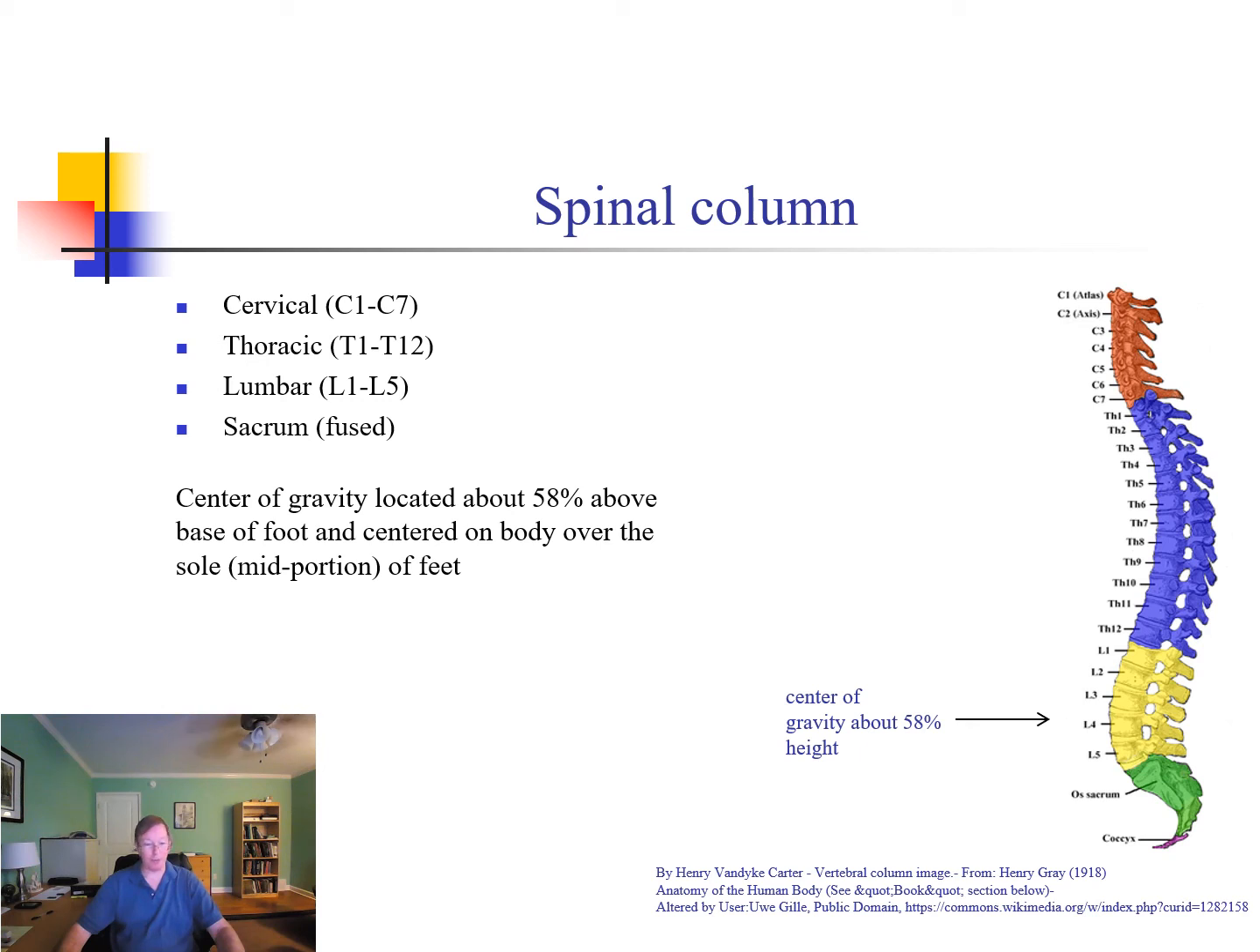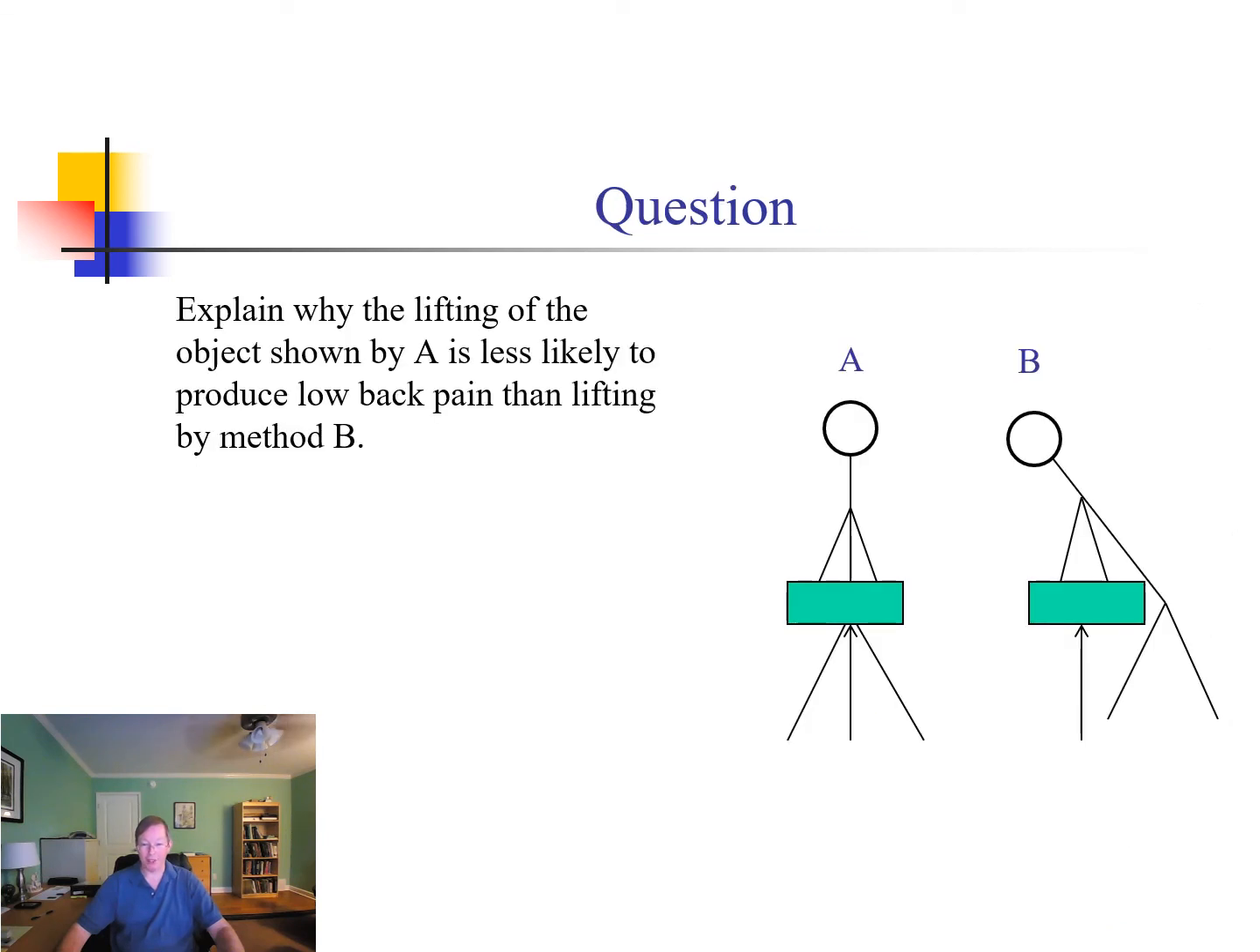A lot of times people will have lumbar back pain. So let's think about why that might be. If I have a person who is lifting, remember when you were taught to lift, you were taught to lift in a translational fashion, going straight up, as opposed to a rotational fashion where you're bent over. So explain why lifting as in A is better on your lower back than lifting like in B.